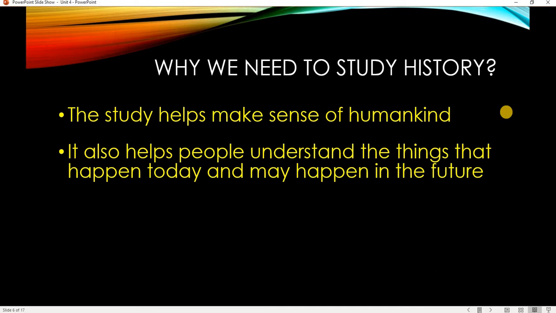For example, who established Bangkok as the capital city of Thailand? Which king? If we study history, we know who, when, and why Bangkok was established as the capital city. Two main reasons why we should study history are: the study helps make sense of humankind. It also helps people understand the things that happen today and may happen in the future.